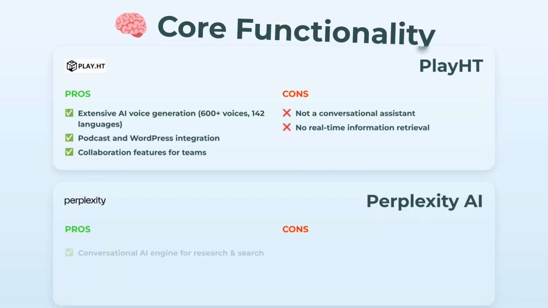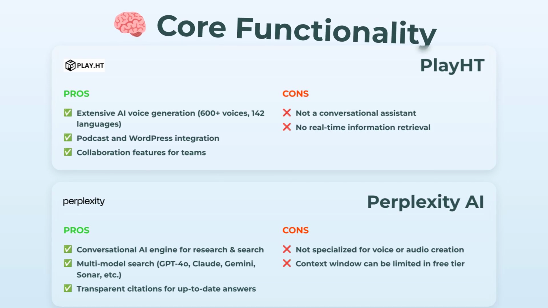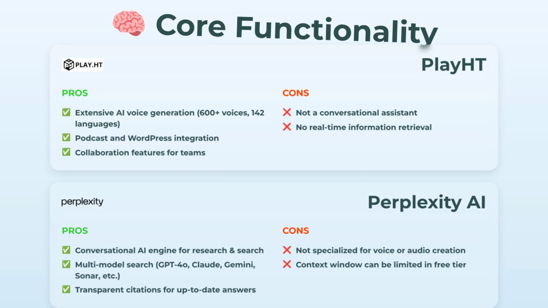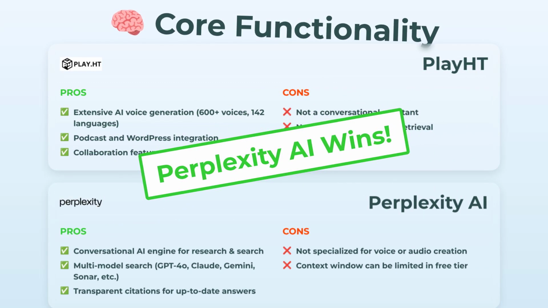This is basically your go-to for research and smart search. It's like chatting with someone who pulls answers from the best AI models. GPT-4o, Claude, Gemini, you name it. The best part? You always get citations. So you know the info is legit. Downside though, it's not going to make fancy voices for your video project. Overall, Perplexity definitely wins here if you care about smart answers and conversational help.